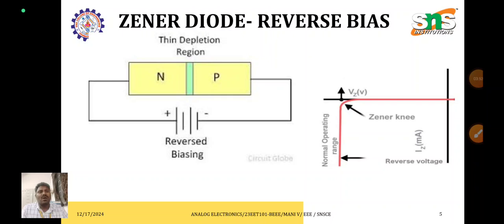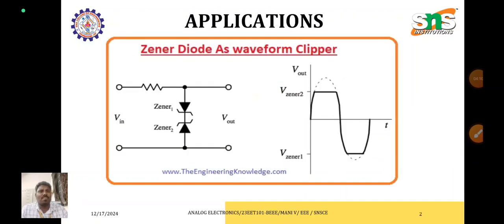This breakdown is the threshold voltage, or it may be called the knee voltage in the reverse bias, the Zener knee voltage. So it is specially made to operate only in the reverse bias conditions. And this is the main application of the Zener diode.